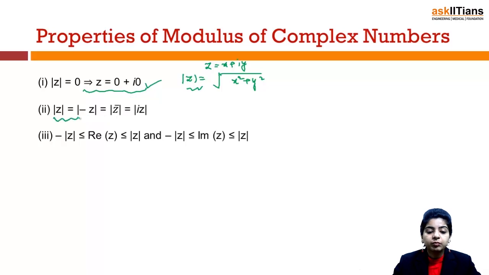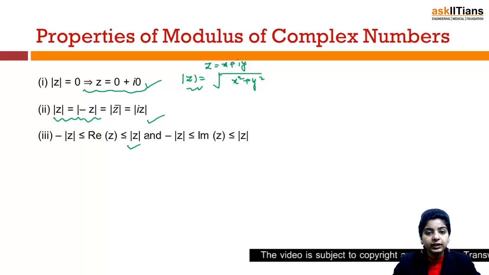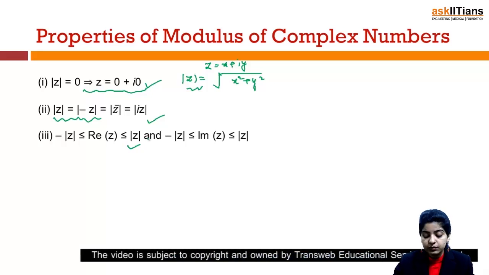Modulus of z is equal to modulus of minus z, which is equal to modulus of z conjugate, which is equal to modulus of iota z. Then minus modulus of z is less than or equal to real z, which is less than or equal to modulus of z, and minus modulus of z is less than or equal to imaginary z, which is less than or equal to modulus of z.